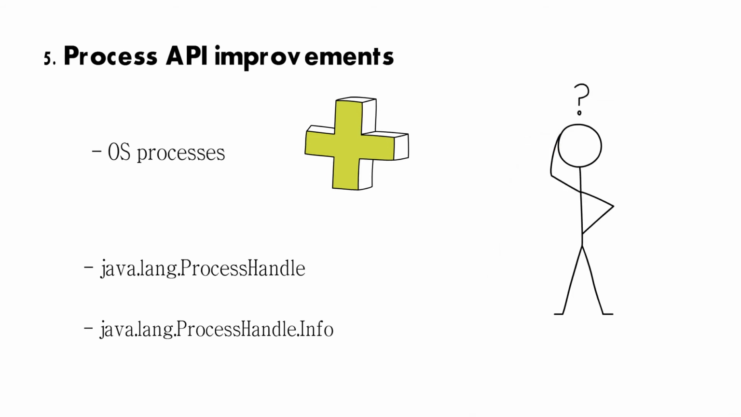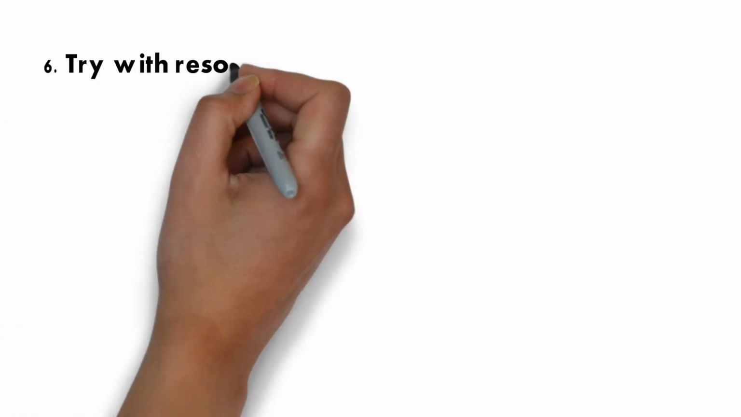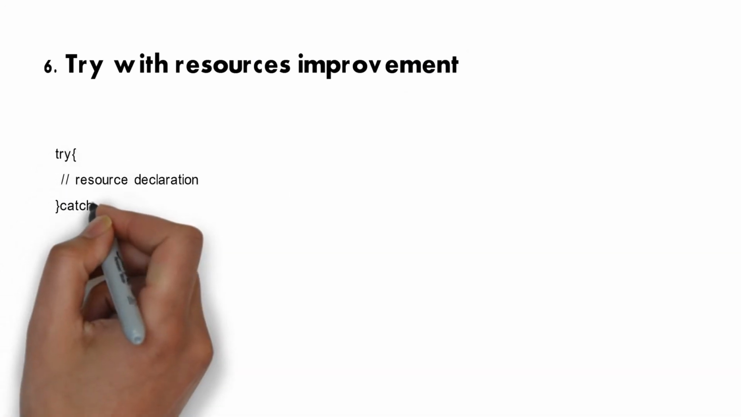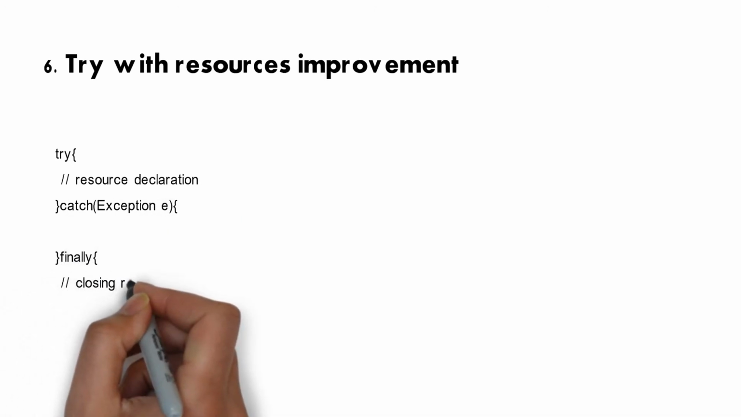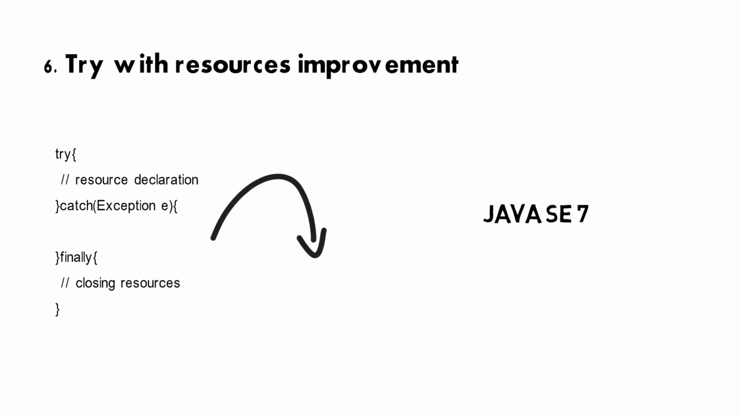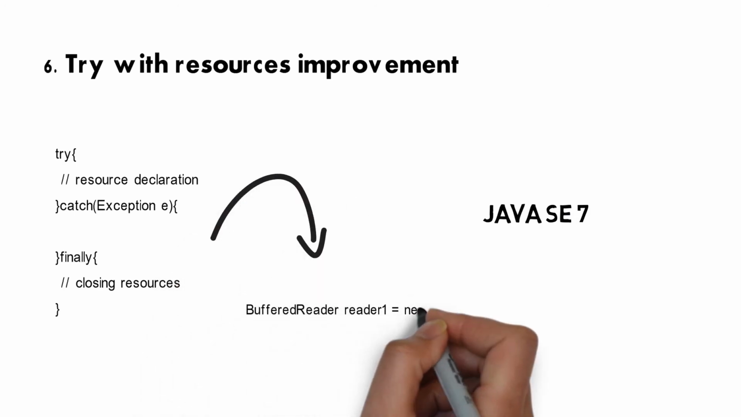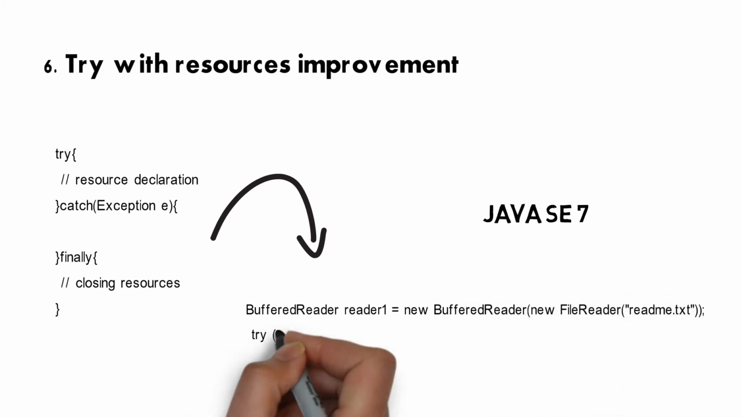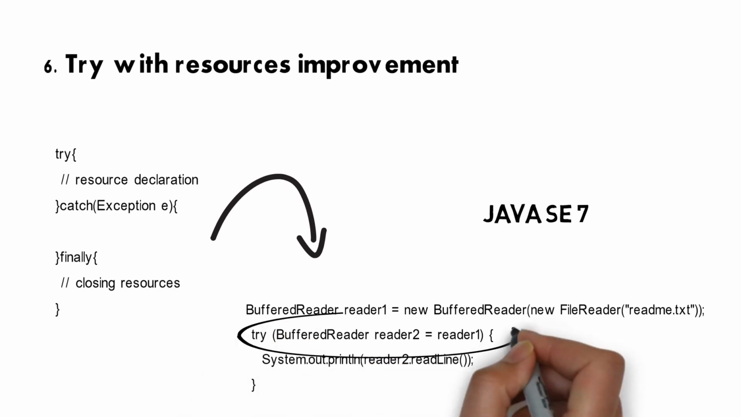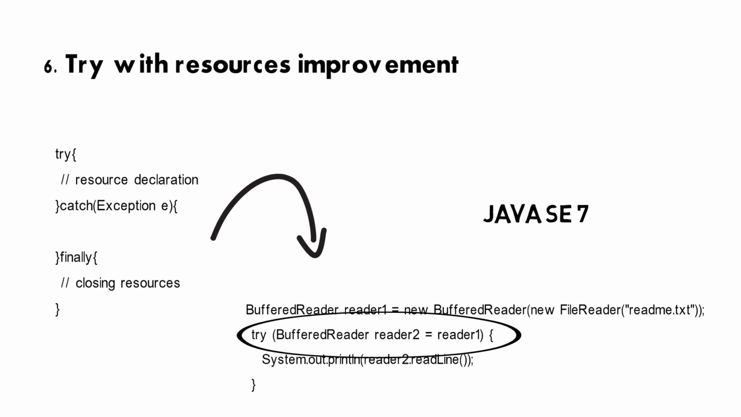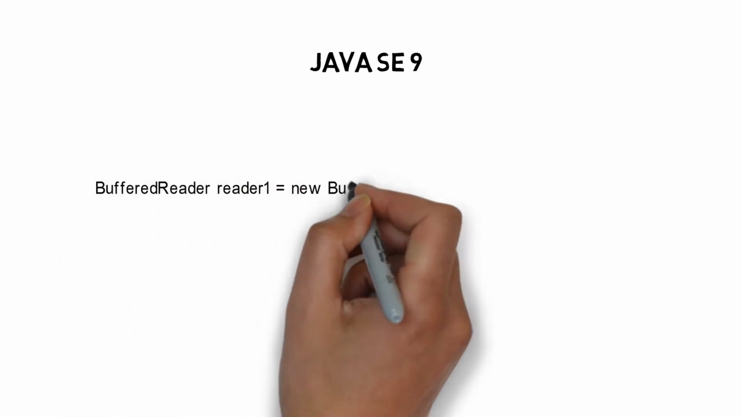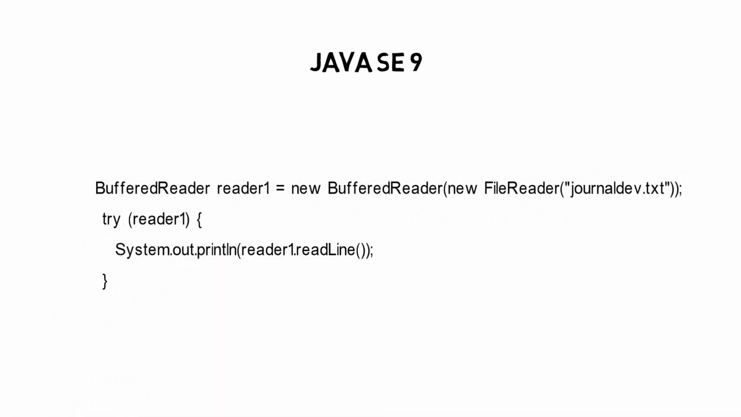Next, we have try with resource improvement. This is a traditional try-catch block in which any declaration goes in the try and the resources are finally closed in the finally block. With Java SE7, ARM was introduced in which the resources could be directly declared inside the try parenthesis and need not be closed in finally. As in the example, reader1 is declared again as reader2 to be used inside the try block. With Java 9, there is no need to declare another variable to be used in the try block. Directly, the object reader1 can be used inside the try. So this was one of the improvements.